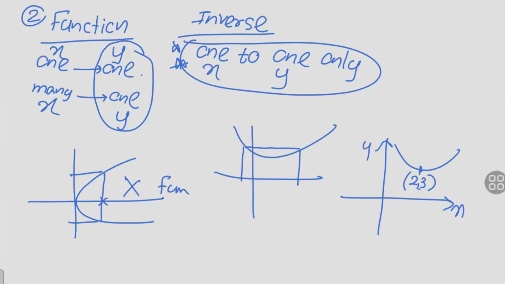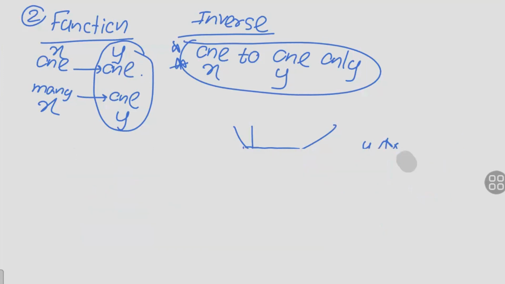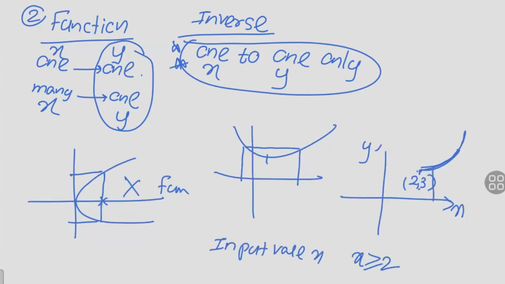Domain means what? Input value of x, right? Now they define the domain x greater than or equal to a value. So then we don't consider this part, we consider this part only. Why? This one has an inverse function, because from this graph this half has been taken out, right? So then for each and every x value there is 1 y value, not many. So then it is a 1 to 1 function, and this has an inverse, right?